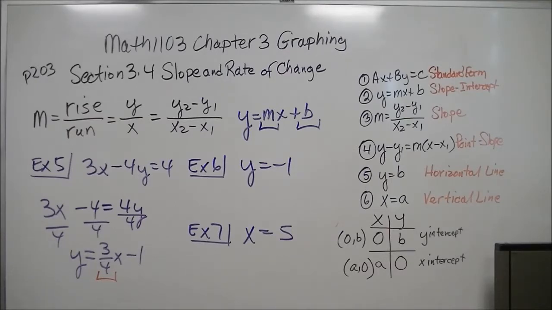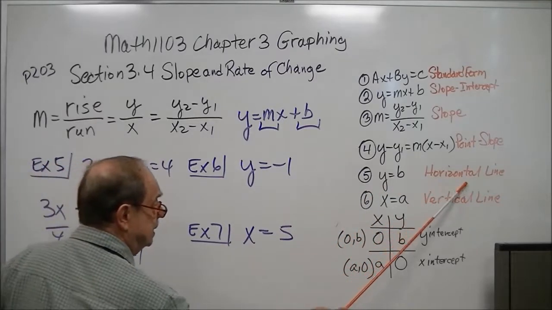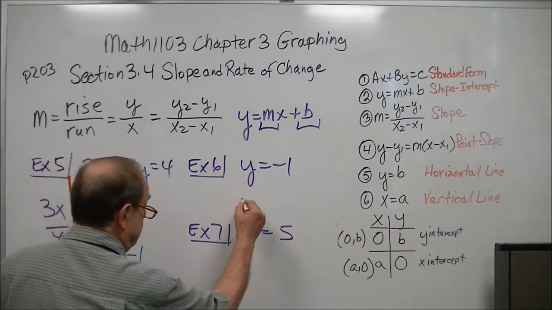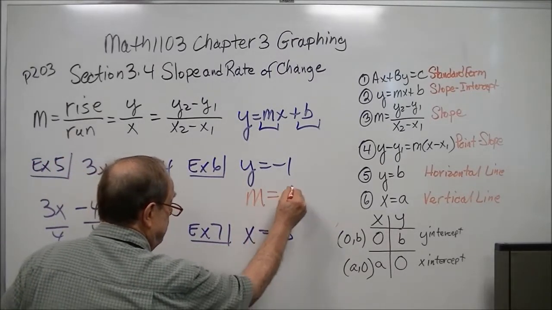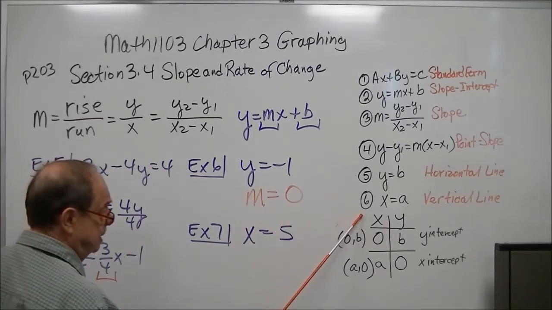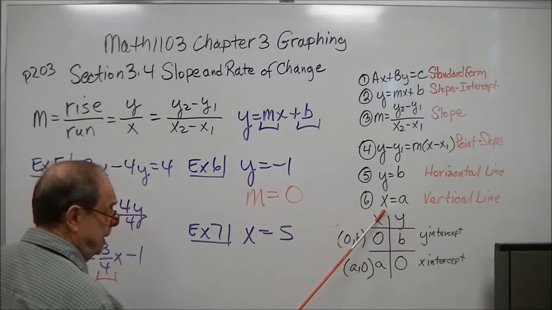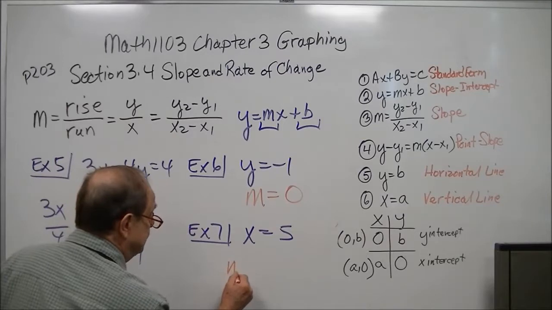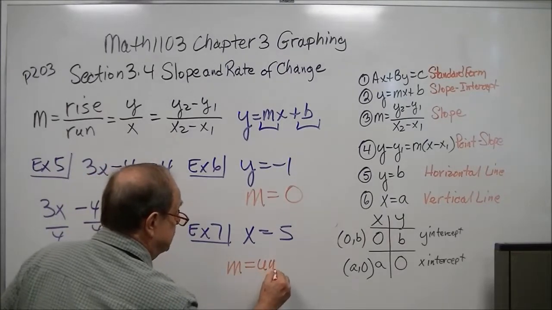Now, for example 6 and 7, they give all the details in our textbook. And I don't want these tapes to get too long, so I'm just going to tell you the answer. Whenever you have a horizontal line that's in the form of y equals b, the slope is 0. And anytime you have an equation in the form of x equals a, that is a vertical line, the slope is undefined.